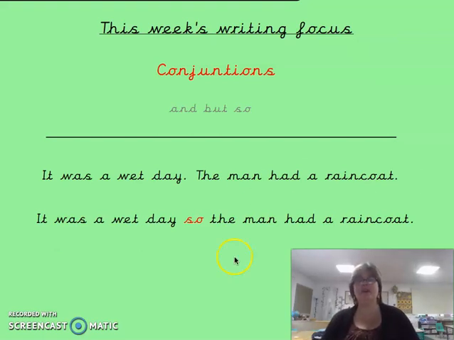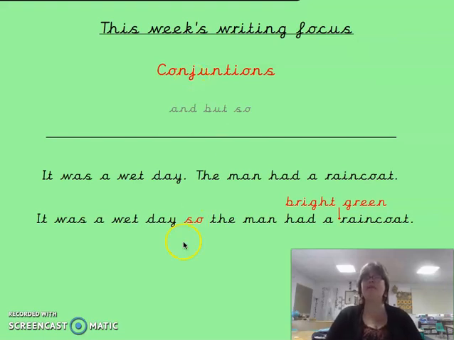Okay, now, could we make this sentence any better with some extra adjectives? What do you think? Where would we put them? Would the adjectives be about the wet day? Would they be about the man? Or would they be about the raincoat? They could be anywhere, couldn't they? We could say it was a wet day, so the tall man had a raincoat. But I've gone for it was a wet day, so the man had a bright green raincoat. So I even know what colour his raincoat was as well.